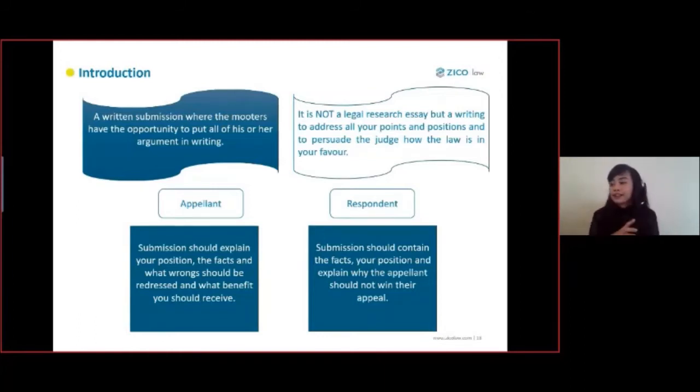For the appellant or claimant, your job is to explain your position, the facts, what wrongs were caused by the respondent, and what damages you should receive. For the respondent, your submission should also contain the facts, your position, and why the appellant should not win the appeal, or why the appellant is wrong in their judgment. All right, next slide, please.